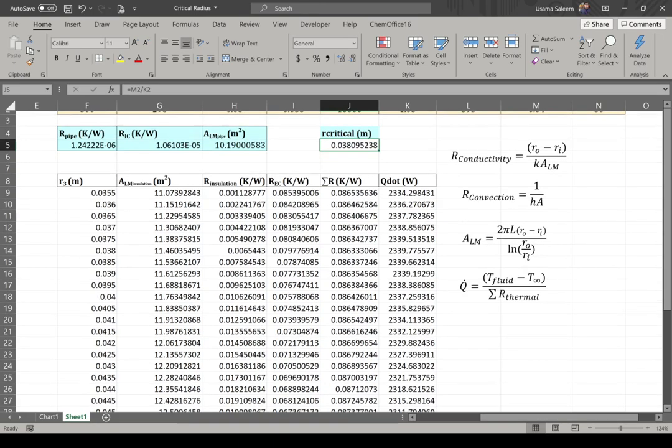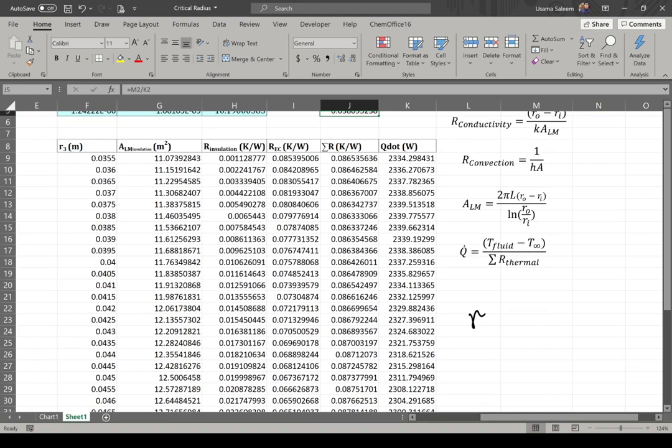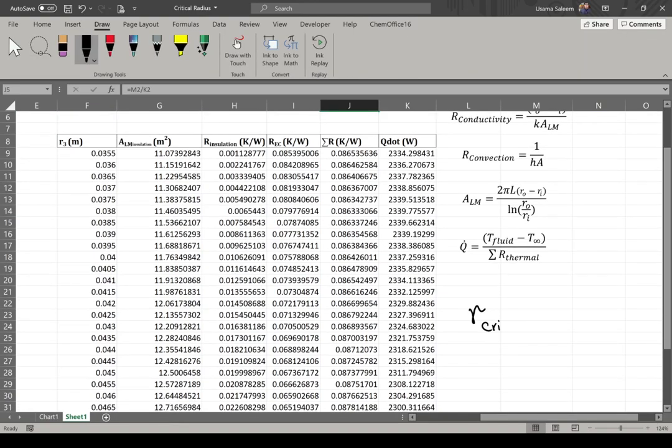So if I were to write it here, the critical radius is going to be equal to the conductivity of insulation divided by the heat transfer coefficient on the outside.